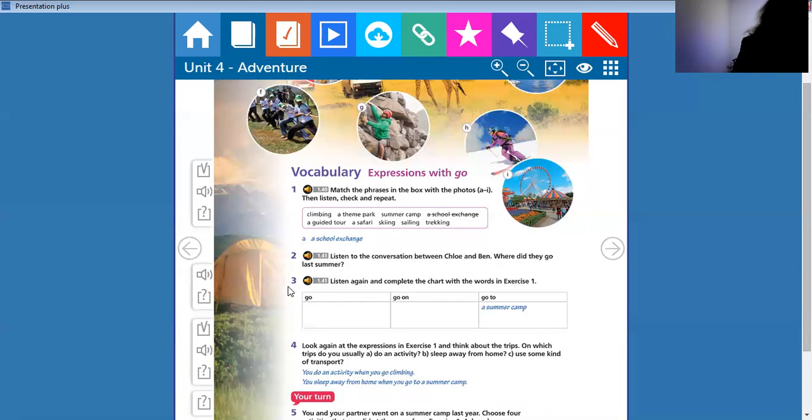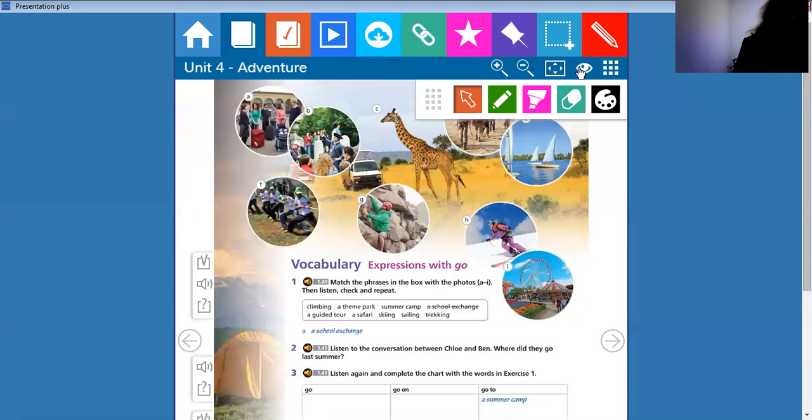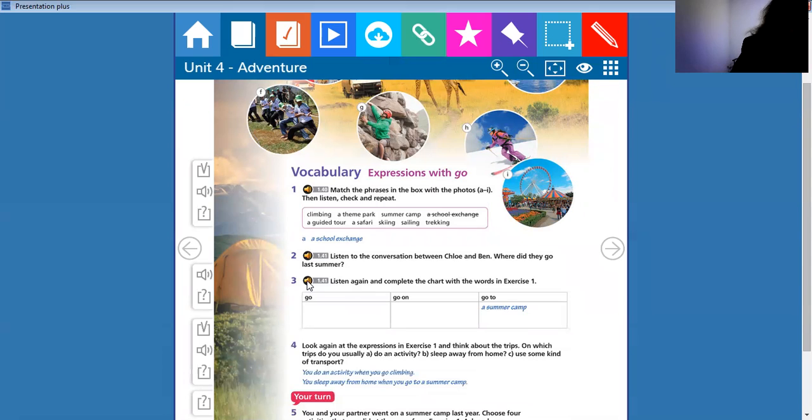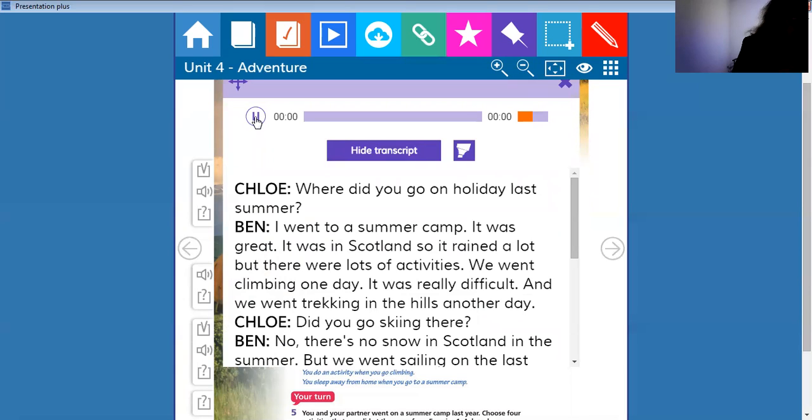Look at this. Exercise 3. Listen again and complete the chart with the words in exercise 1. Now look at this. Here you have. Okay. One moment, please. This is the exercise 3. We have to listen again and complete the chart. Okay? Good. CD1, track 41. Listen to the conversation.